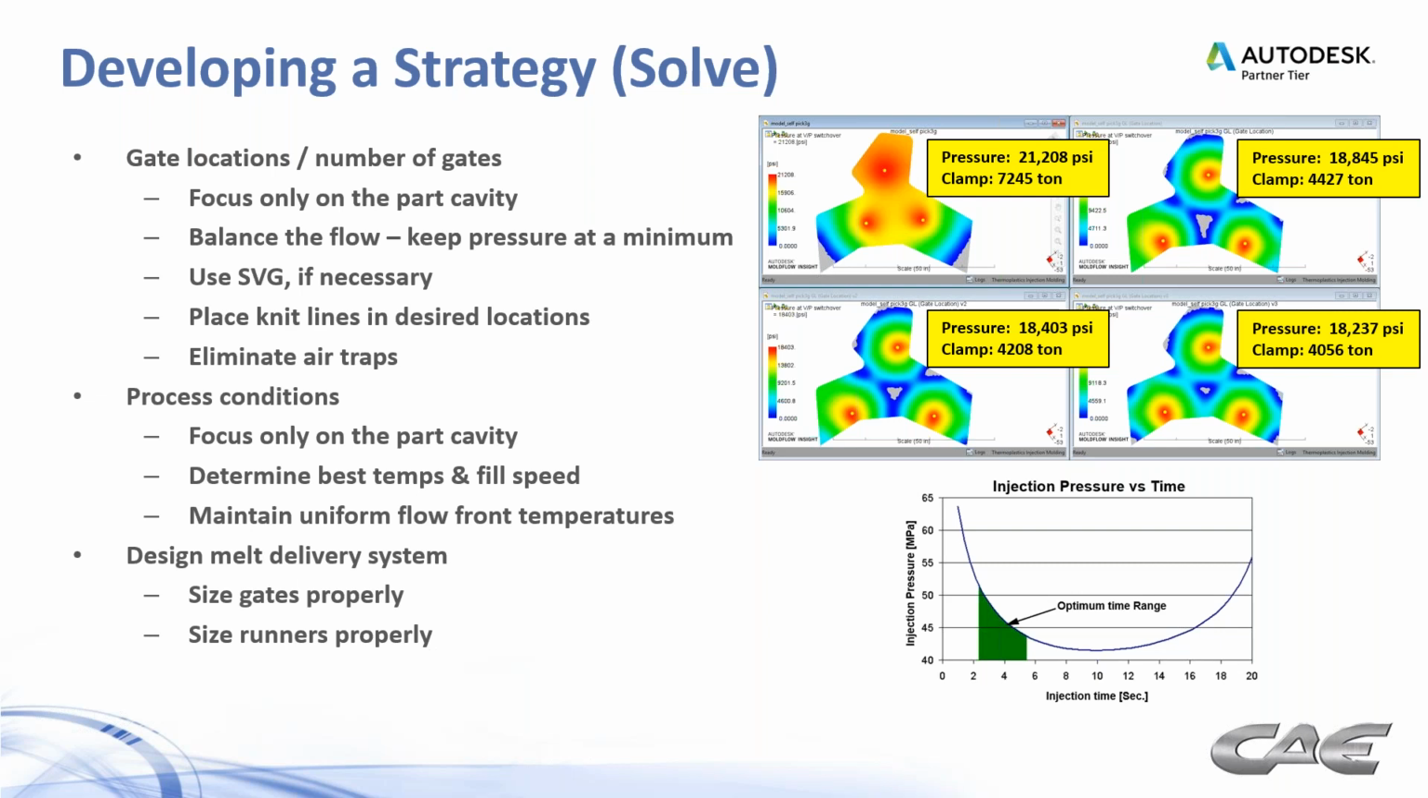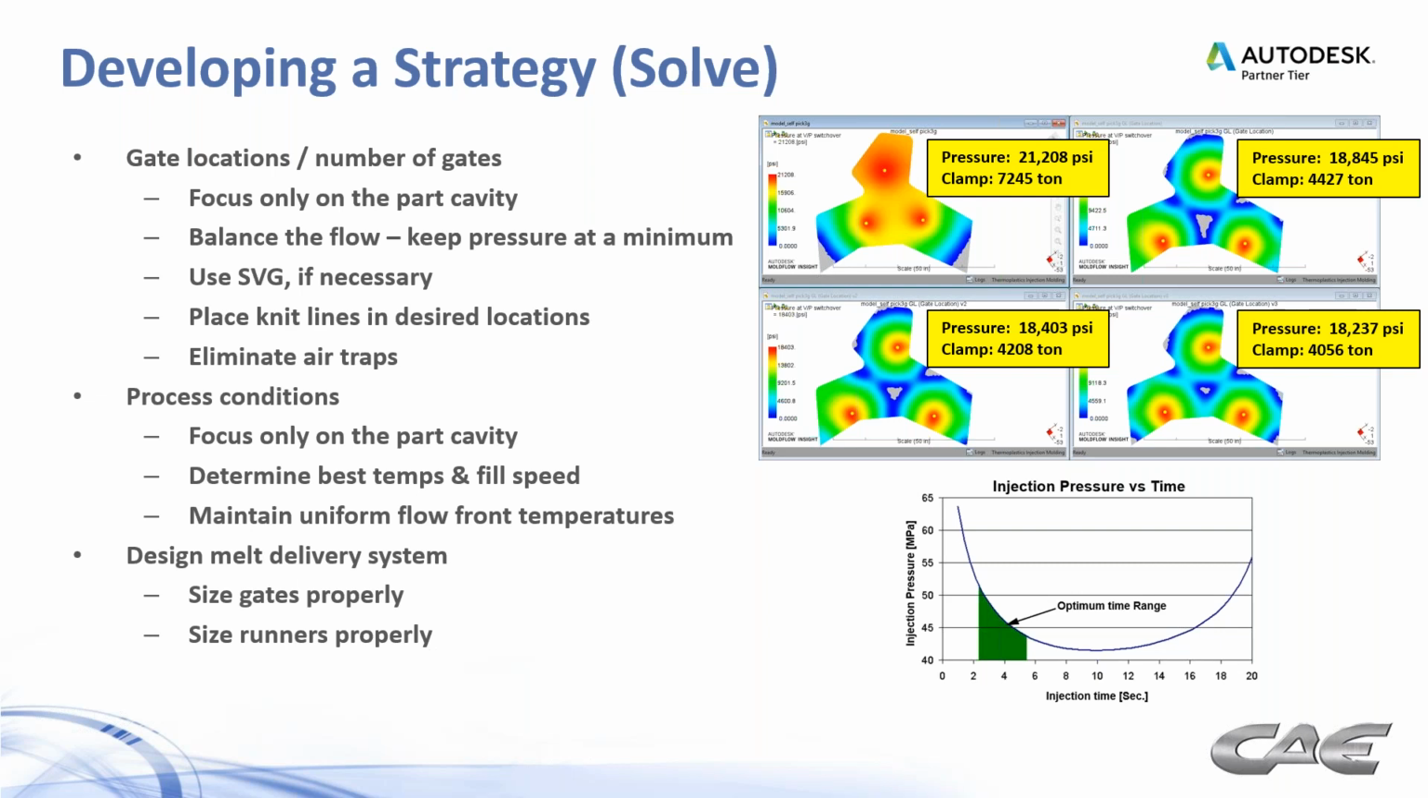So what might be good for pressure and clamp force may not necessarily be good for other things like air traps and so forth. So it's always this constant balancing act, playing around with things until we get the best of all worlds. And in many cases, we're not going to be able to achieve all of the objectives we set out to achieve. Sometimes you have to prioritize them and put something else a little bit lower on the list. In this case, maybe we do need to go to more gates, or maybe we need to go to a valve gate sequencing strategy, something like that.